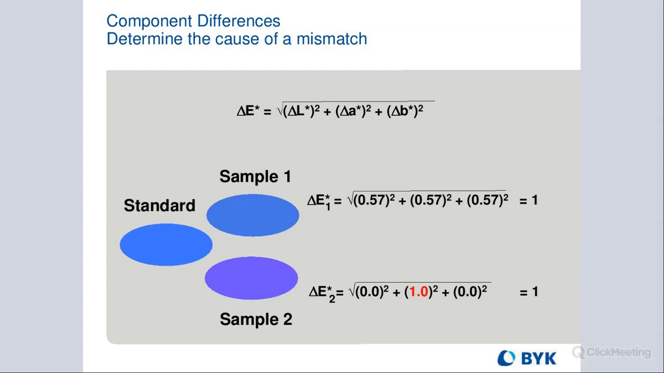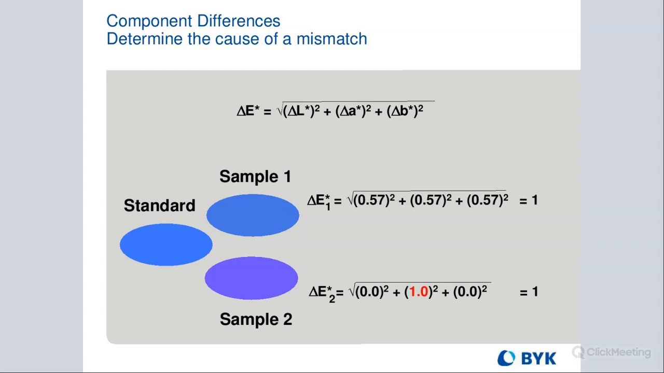So for sample 1, we see that our L value is 0.57 off, our A value is 0.57 off, and our B value is 0.57 off. So we have a slight color difference, but it's across all aspects of that color. Whereas when we look at sample 2, all of our difference is now just in one color component, just in that A value. What that means is, because this equation is weighted evenly, both of these samples are passing because our delta E star is only equaling 1.